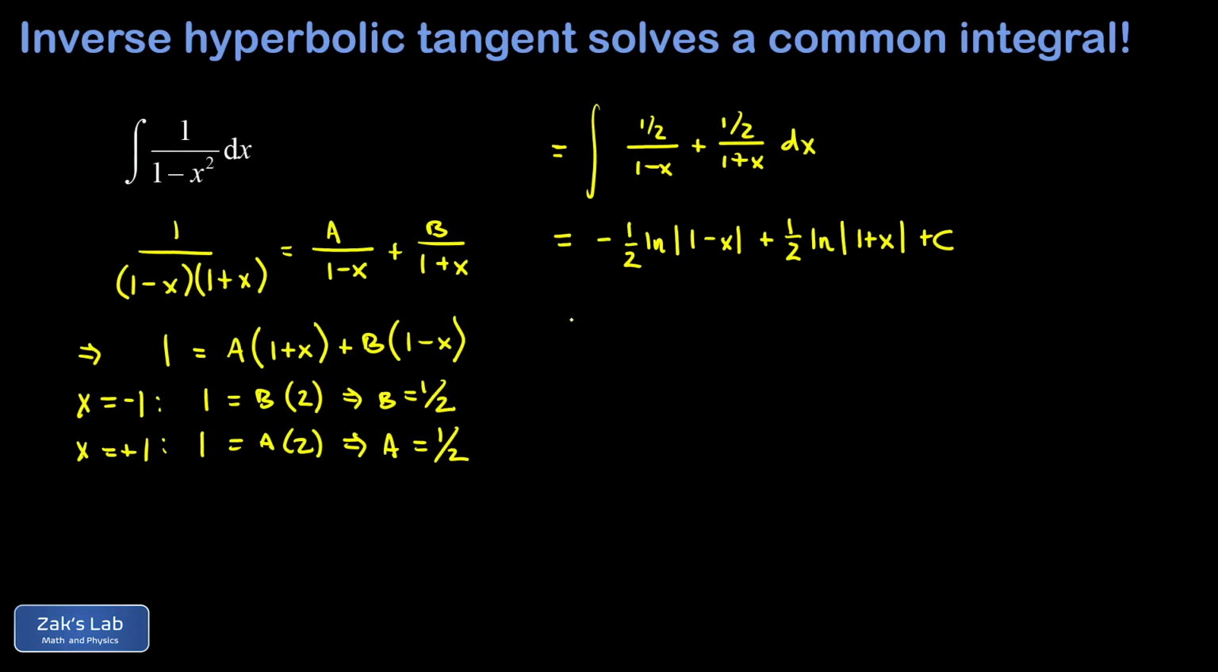Now we can use log properties to combine these, and I end up with a 1/2 out in front of a natural log of 1 plus x minus a natural log of 1 minus x. Well, that becomes a natural log of 1 plus x over 1 minus x. And we're putting absolute value bars on this, plus C.